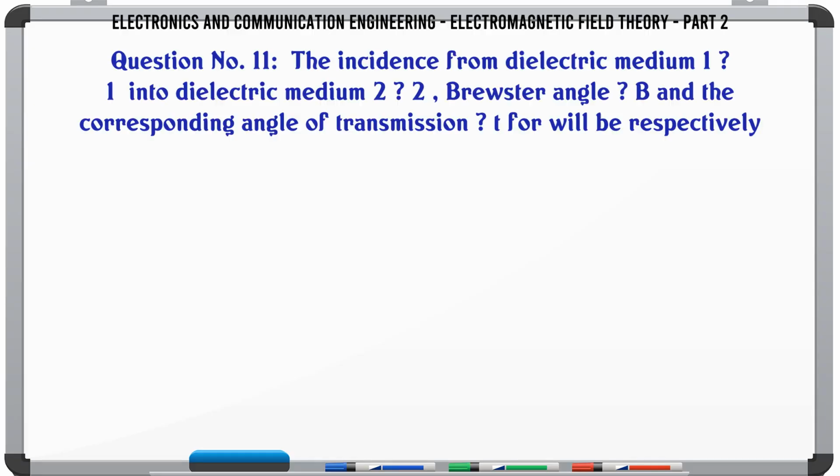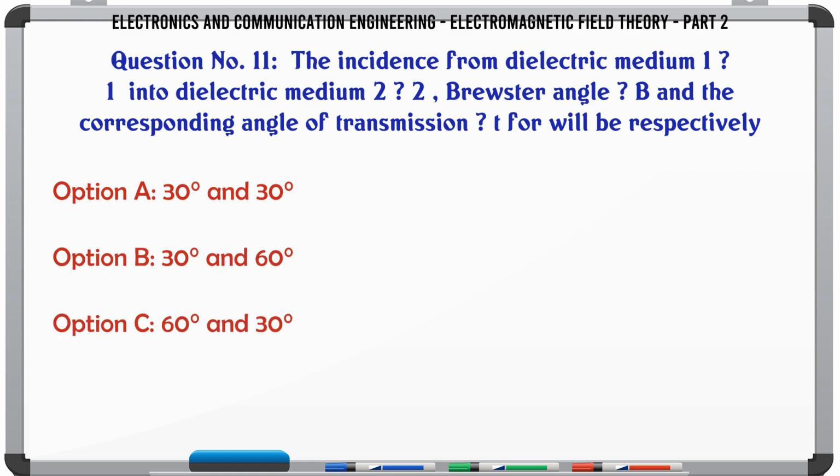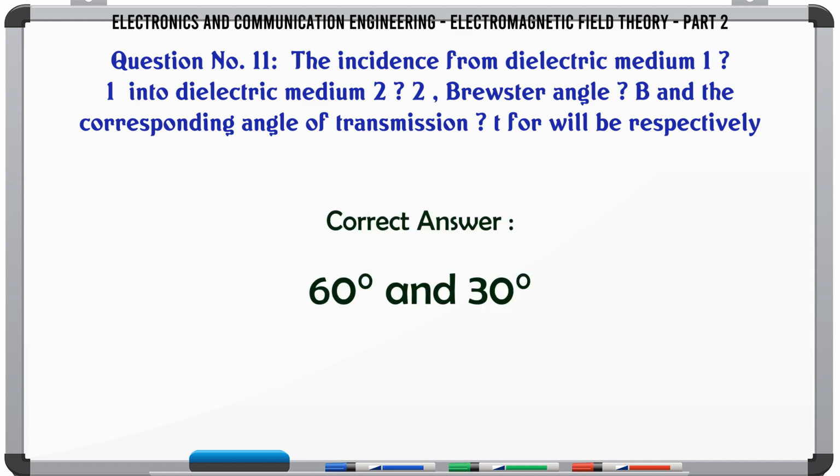The incidence from dielectric medium 1 into dielectric medium 2 has Brewster angle θB and the corresponding angle of transmission θT will be respectively A. 30 and 30, B. 30 and 60, C. 60 and 30, D. 30 and 60. The correct answer is 60 and 30.